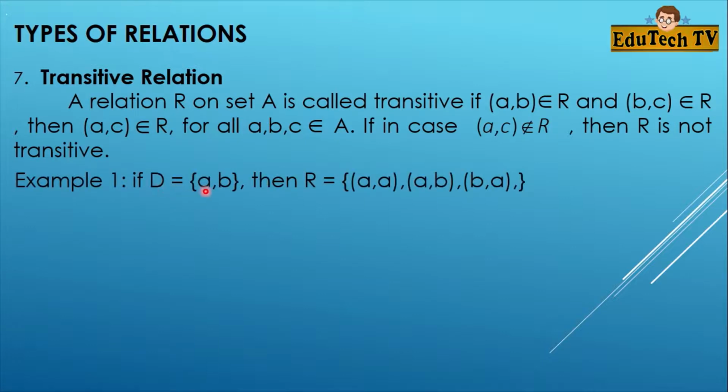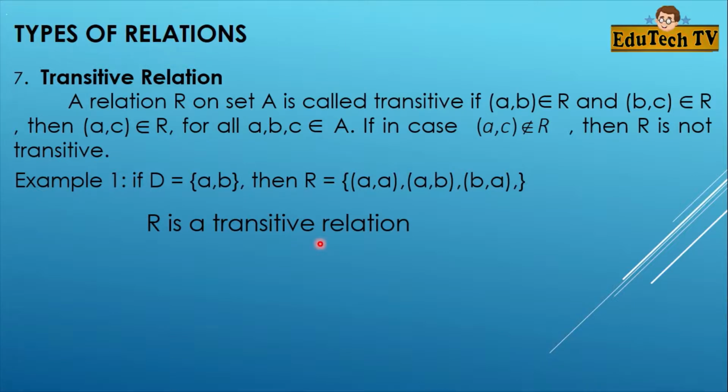Halimbawa, pag meron tayong D equals AB at yung relation na nakuha natin dito sa set D ay AA, AB, and BA. Now, let's test. First, the ordered pair AA. AA, then since this one is an identity, then this is also transitive. Okay? Next, AB. Then meron tayong BA doon. So therefore, there must be an AA doon sa relation. So since ang AA natin dito nag-e-exist, then the relation R is a transitive relation.